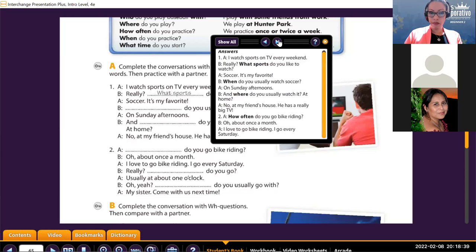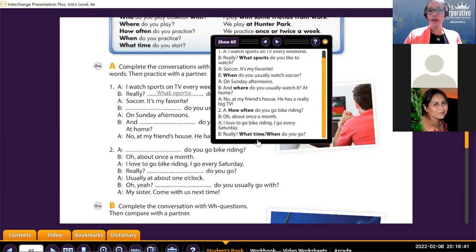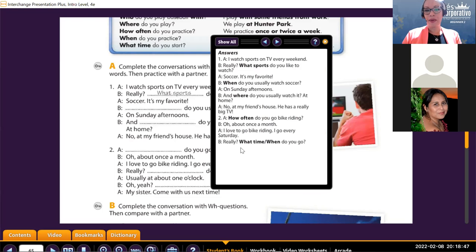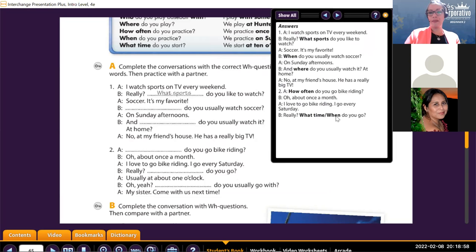When do you go? What time or when? What time? Excellent. Como pueden ver, cualquiera de las dos, pues bueno, podrían poner what time or when. Ambos se refieren a tiempo, a qué hora o cuándo. So, cualquiera de las dos opciones is correct. What time do you go or when do you go? Very good. Now, usually at about 1 o'clock.